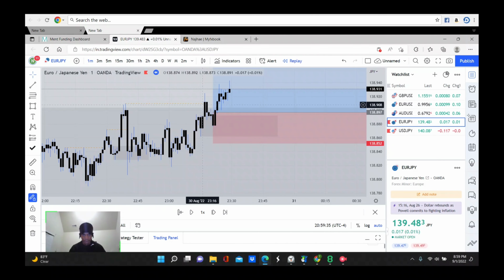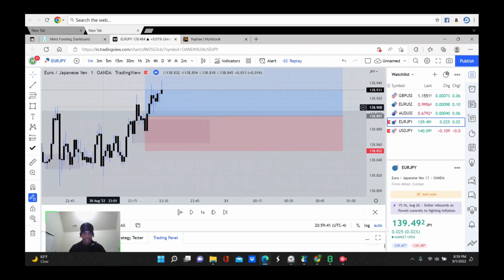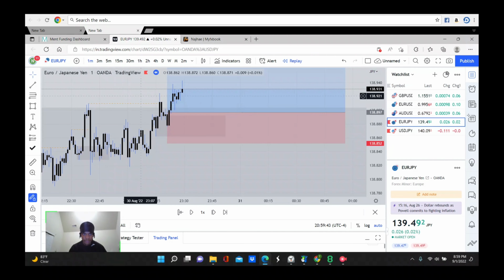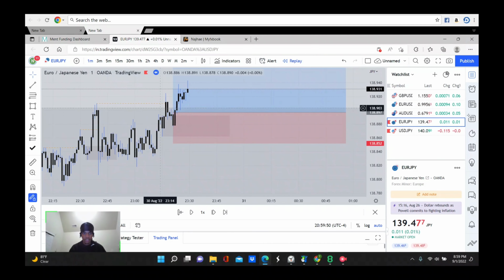I waited for a break of the high. So the high got broken, and I saw a zone right here, which I entered based on my rules. And I was looking to break even, which I did after this.